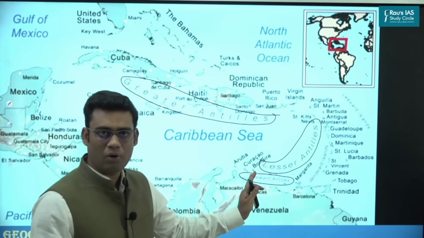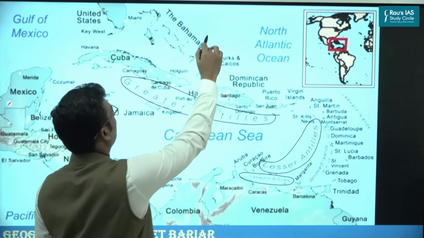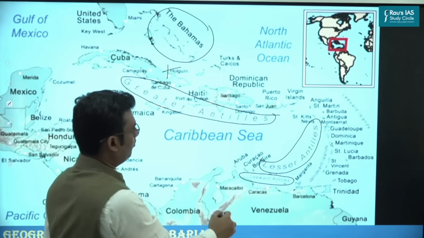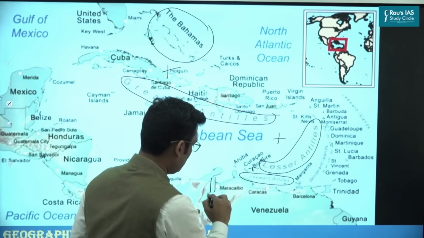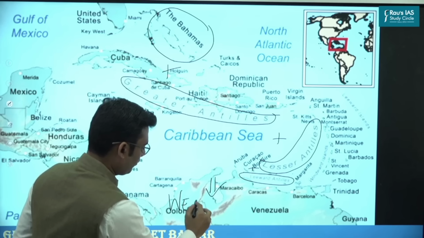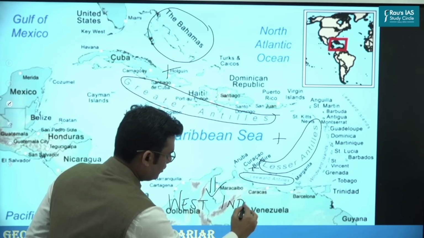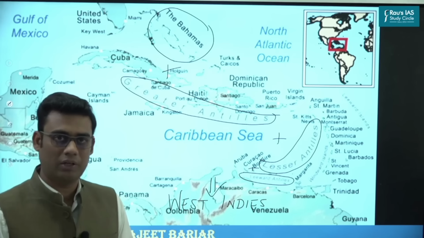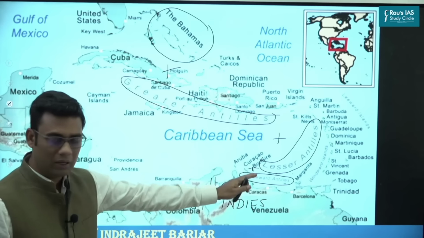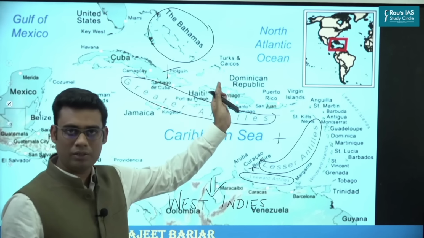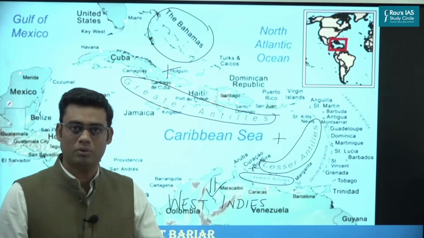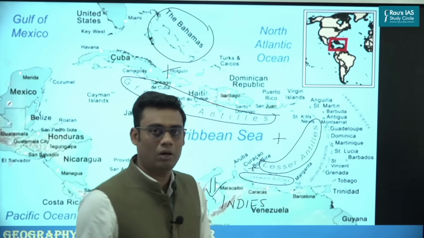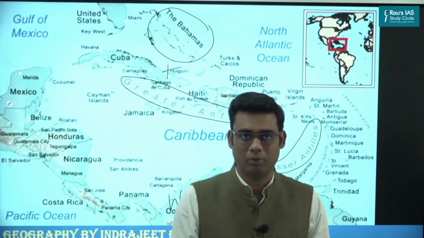To these 3 groups of islands, if you add the Bahamas island group, this all added up gives me what is called West Indies. So West Indies comprises what? West Indies comprises Greater Antilles, Lesser Antilles, Leeward Antilles, and the Bahamas island group. And this becomes the 5th physiographic division of North America. So this is about the physiographic divisions of North America.